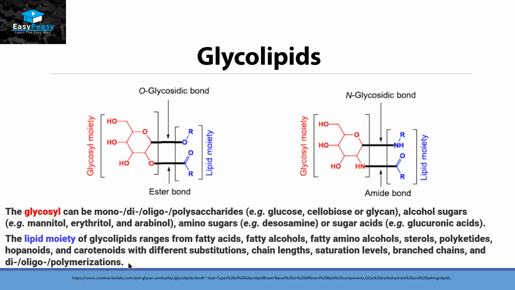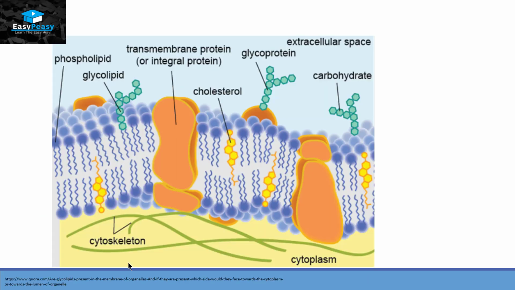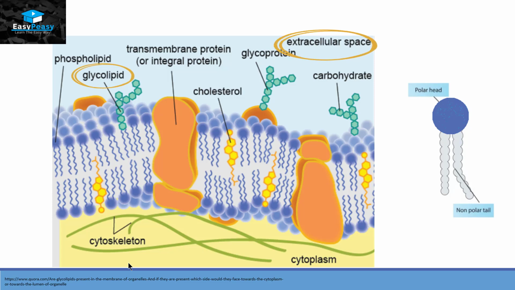Rather, we are going to discuss the most common glycolipid that is present on the surface of the cell in the extracellular space. Now, if you look at the lipid structure, you can see that they have polar heads and non-polar tails. But in the case of glycolipids, the head is replaced by the glycans or oligosaccharide, as you can see in this picture clearly.